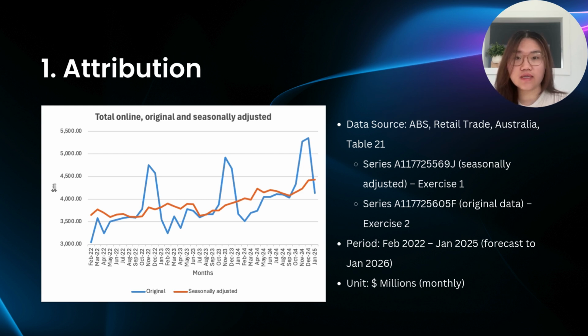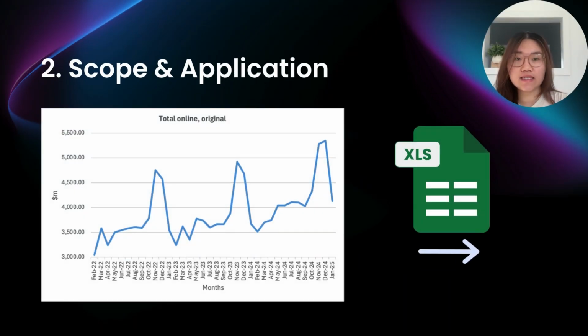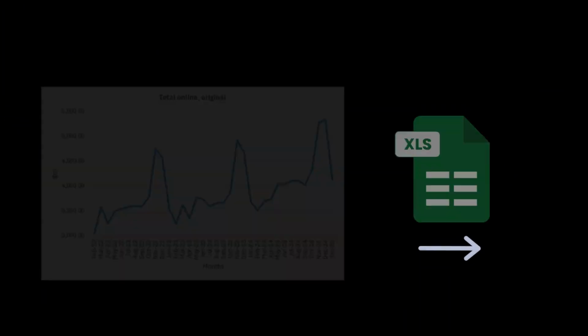For exercise 1, I use seasonally adjusted data. For exercise 2, I use the original monthly values. The sample period runs from February 2022 to January 2025, measured in millions of dollars. Now I move on to how I apply this dataset in Excel for the regression model.